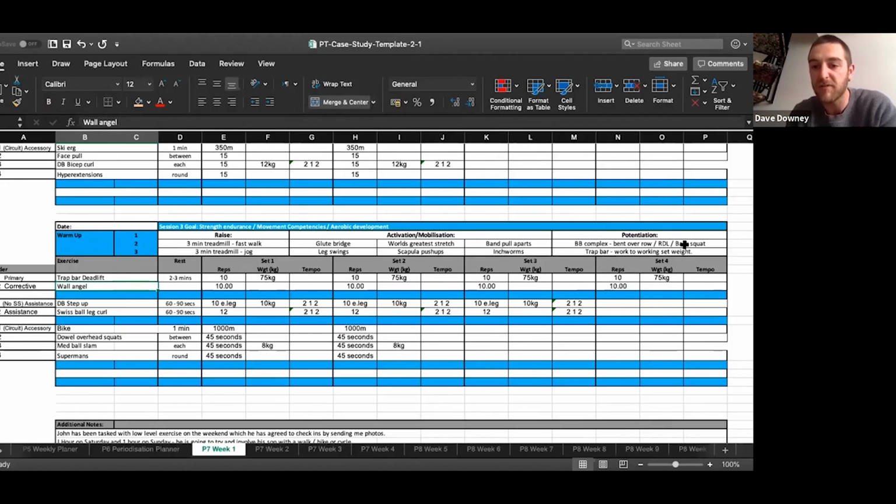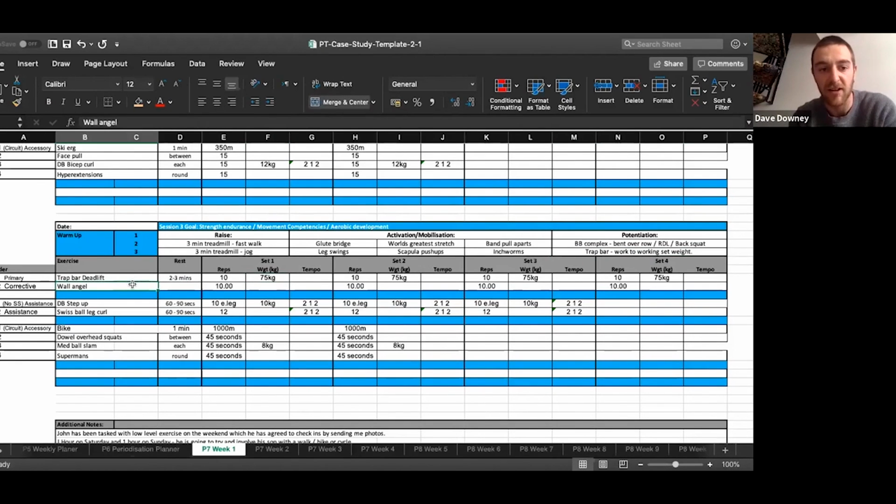So your potentiation phase, we're going to do a little bit of a barbell complex with them. Just the empty bar, so just 15 or 20 kg depending. And you're going to do a bent over row into an RDL into a back squat. It'll continue to raise the heart rate, and it'll just work through that potentiation. And then obviously trap bar, we're going to work from light all the way up to our working set, which is 75 kg for John.